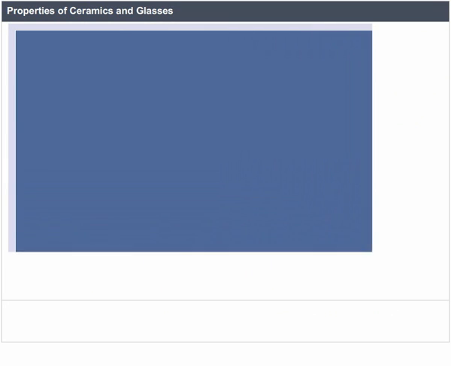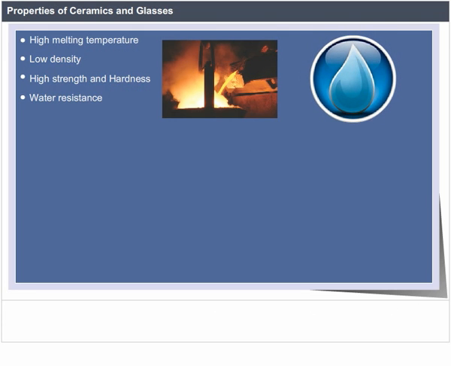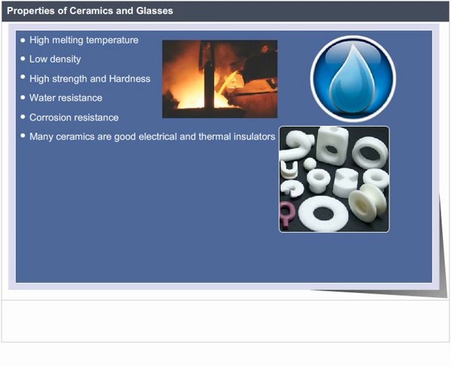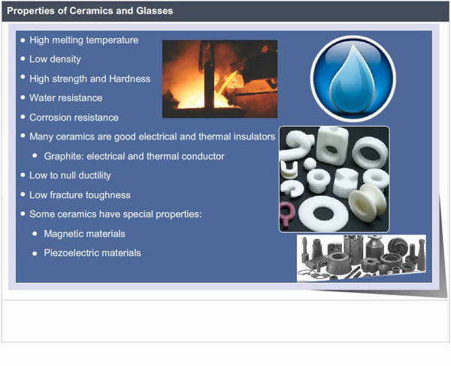Properties of ceramics and glasses: high melting temperature, low density, high strength and hardness, water resistance, corrosion resistance. Many ceramics are good electrical and thermal insulators. Graphite is an electrical and thermal conductor. Low to null ductility. Low fracture toughness. Some ceramics have special properties: magnetic materials, piezoelectric materials, superconductors at very low temperatures.